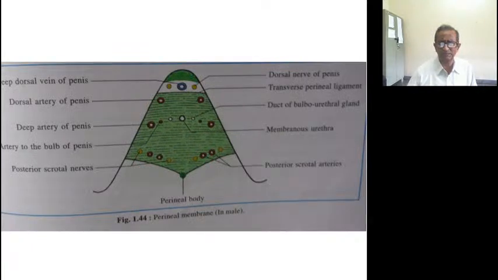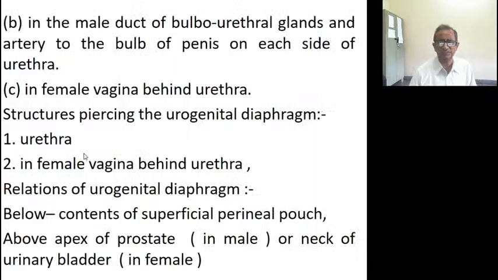So in the male, the duct of the bulbourethral gland and the artery of the bulb of the penis are also seen on the side of the urethra. In the female, the vagina behind the urethra is seen. So the structures piercing the urogenital diaphragm in the female are the urethra and the vagina behind the urethra, only two structures.